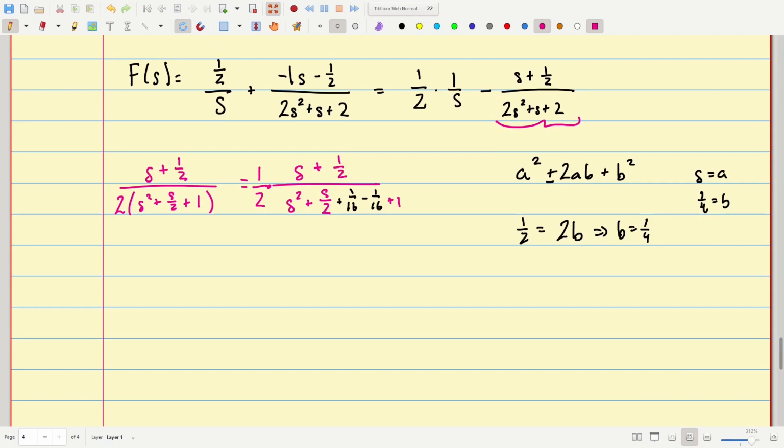Okay. So now we have in our denominator s squared plus s over 2 plus 1/16 plus 15/16. This is a perfect square.